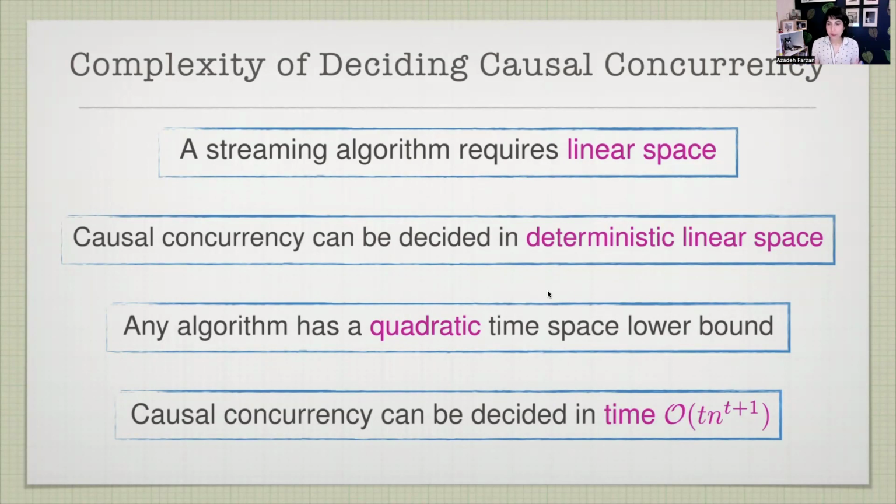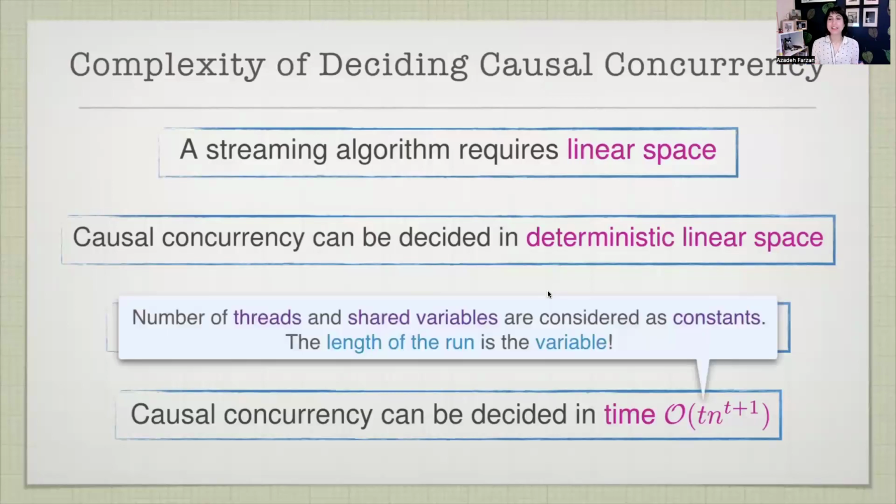And this gives me an in to explain something that, if you're not deep into this space, you would be a little bit confused about. In this space, for whatever reason, it's been decided that the length of a run is a value that is always far, far, far greater than the number of threads and the number of shared variables. Therefore, a lot of complexity results consider the length of the run to be the only variable, and the number of shared variables and the number of threads to be constants.